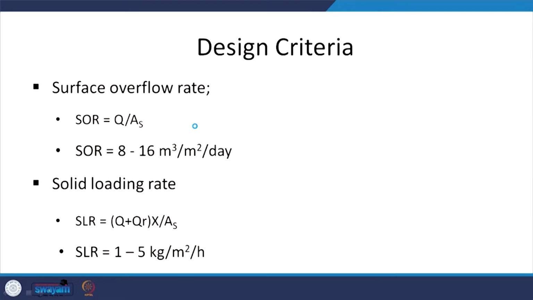So, design criteria, what is it that I am concerned about? Here it is again sedimentation. So, obviously, surface overflow rate is an issue. Q by the planned surface area. So, that is what we have, and typically we want surface overflow rate to be between 8 to 16 meter cube per meter square per day, right. Meter cube per day is the unit of Q, meter square is the unit of the surface area. And solid loading rate, why is this important? Solid loading rate obviously is when you have this and water is coming in here.